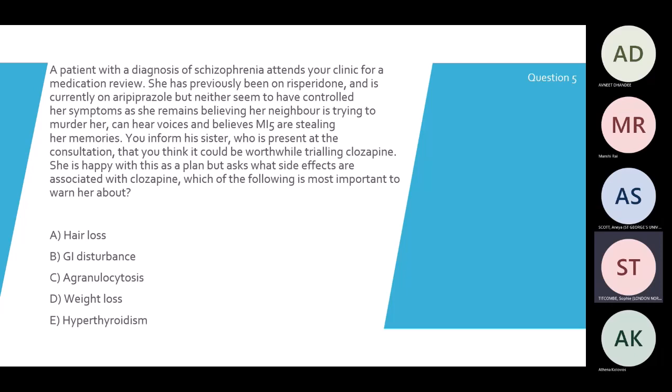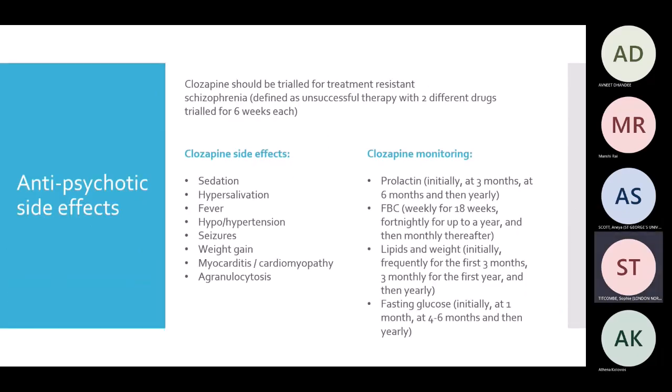So the correct answer for this, which I think people got, was C, agranulocytosis. Clozapine is our go-to drug when we've got someone with treatment-resistant schizophrenia. Treatment-resistant schizophrenia is defined as when a patient has had unsuccessful therapy with 2 different antipsychotic drugs, which have been trialed for 6 weeks each. So clozapine is a really effective drug, which is why we find that it's good for these patients for whom other antipsychotics haven't worked. But although it's very effective, it has quite a nasty side effect profile.